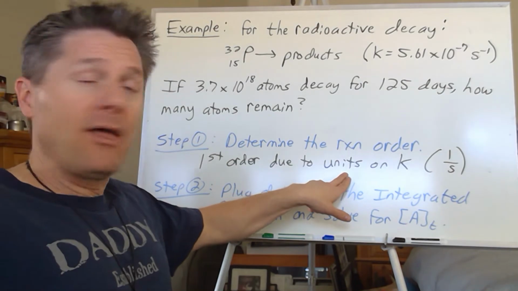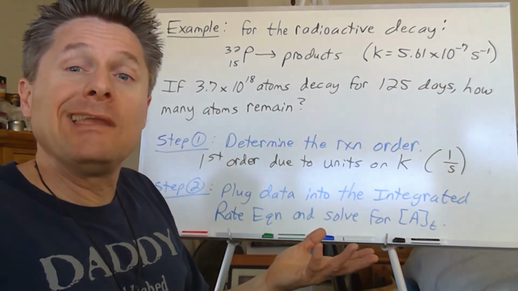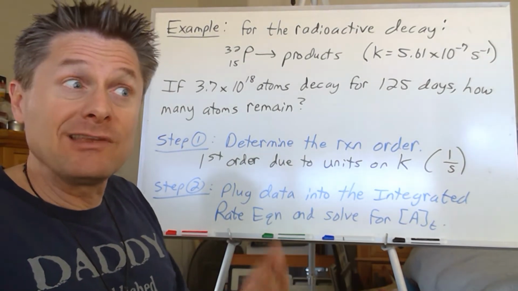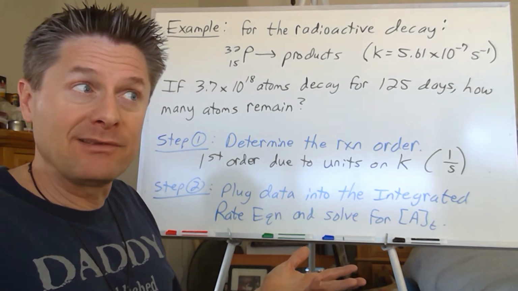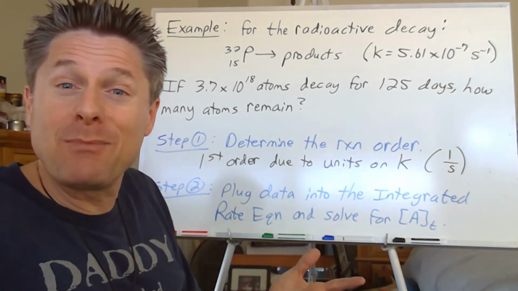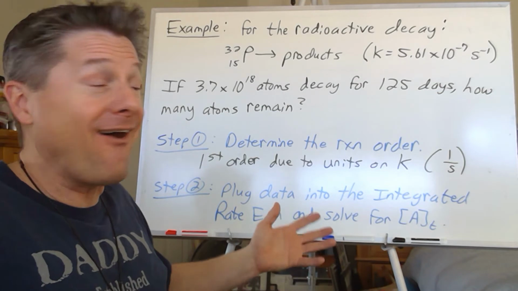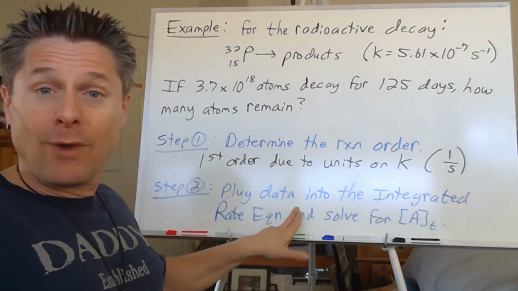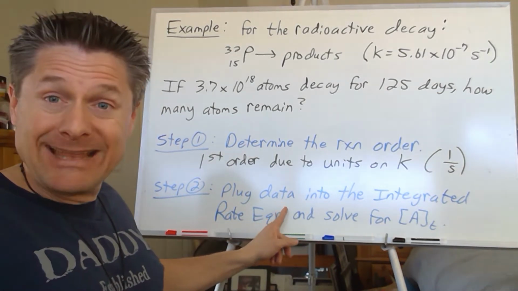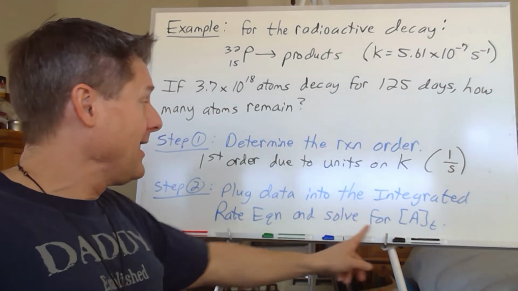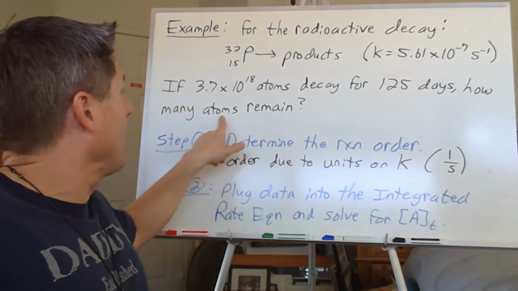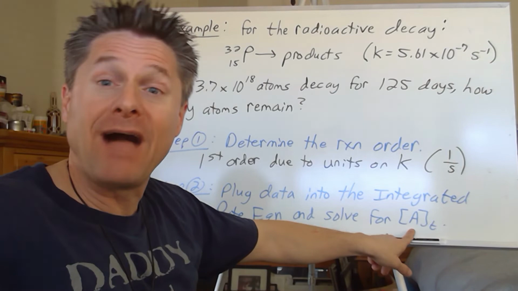All right. Well, now that we know it's first order, we can use the integrated rate equation for first order reactions. Either that's provided for you on exams and quizzes, or your professor's going to make you memorize it. Oh, no. Right? And so we can write that equation down and plug all the data into it, which we'll do on the next board, and then solve. In this case, we're solving for how many atoms remain. So that'll be the final concentration.